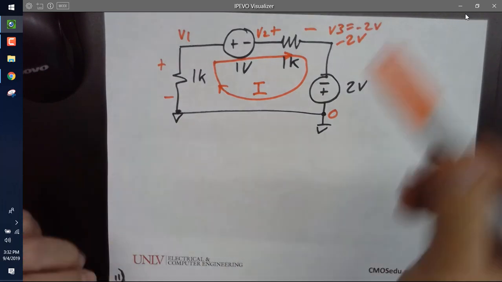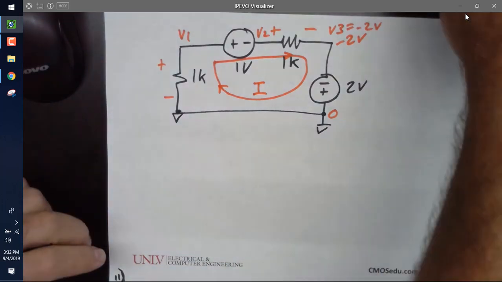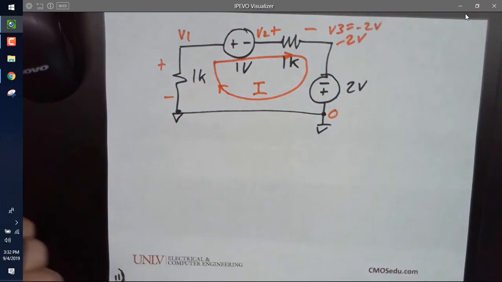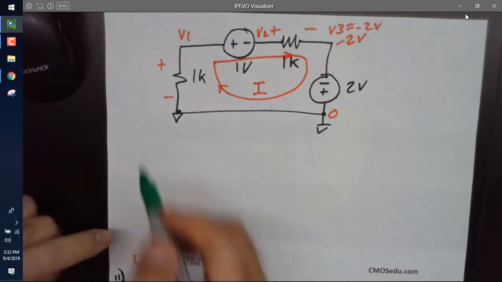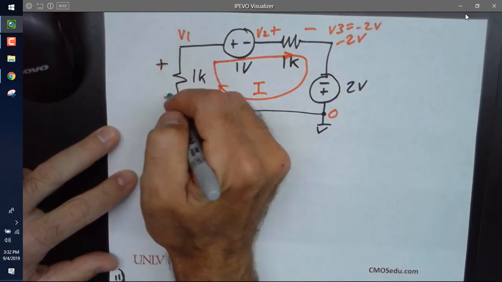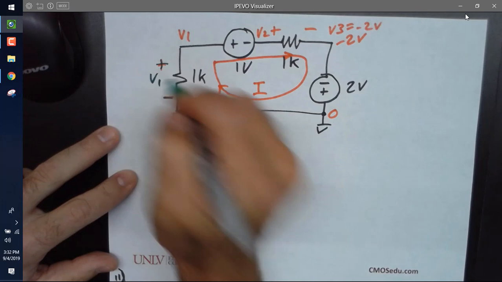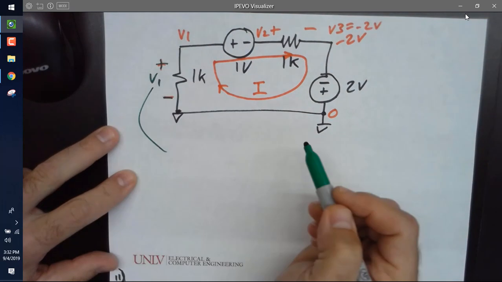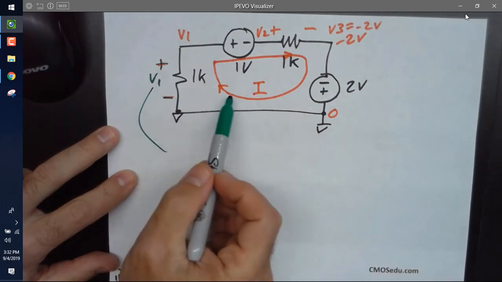Anybody have questions? So tell me something else simple that I can do at this point. Let's do something simple. What is this voltage from here to here? V1. What is V1? The current going from minus to plus.